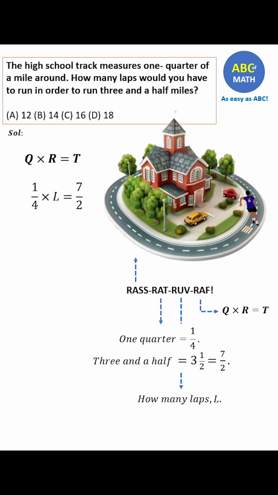Q is the lesser quantity, in this case the distance of one lap. R is the unknown value of repetition, in this case how many times the track is repeated, that is the number of laps. And T is the greater quantity, or total, in this case the full distance, as we solve for L.